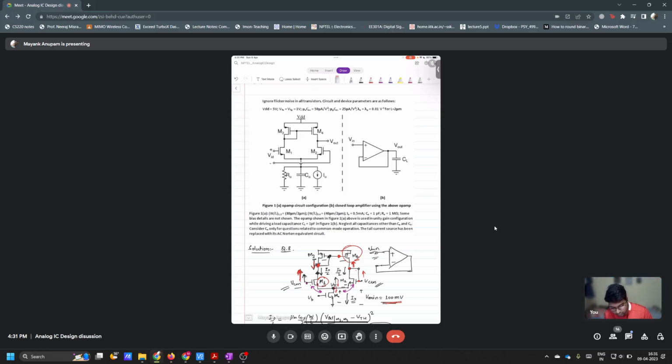One more thing. If we give it in the unity feedback condition, we are supplying VCM in only the non-inverting terminal, right? The other one is generated via this negative feedback. So this is a buffer, isn't it? If you apply V in here, you will get V in here.